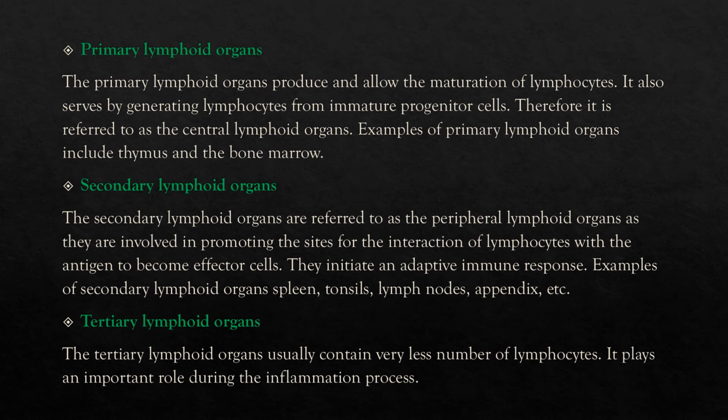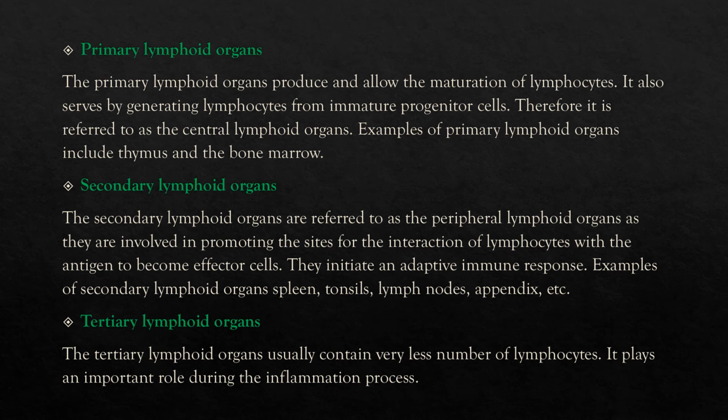Primary lymphoid organs. The primary lymphoid organs produce and allow the maturation of lymphocytes. They also serve by generating lymphocytes from immature progenitor cells. Therefore, they are referred to as the central lymphoid organs. Examples of such include thymus and the bone marrow.